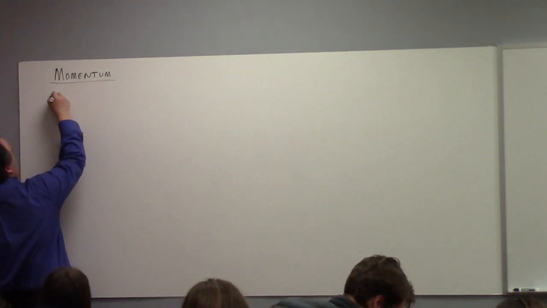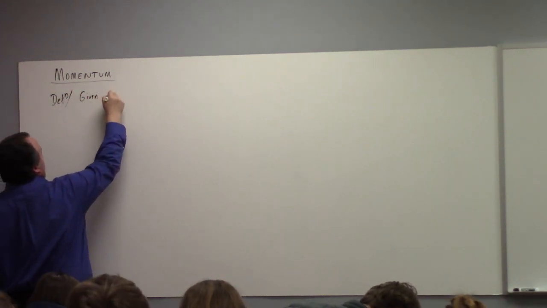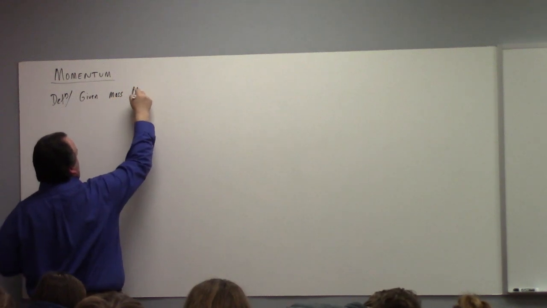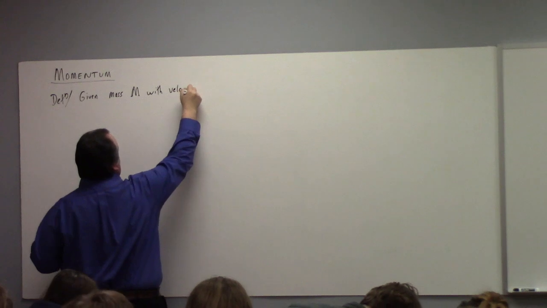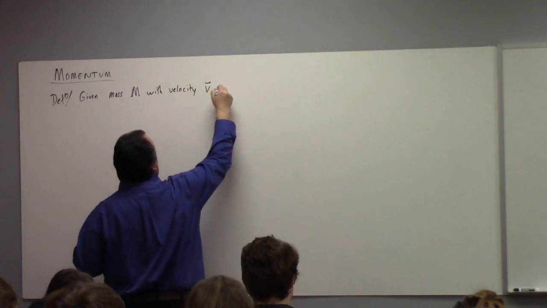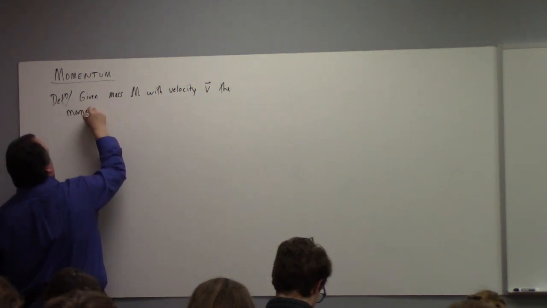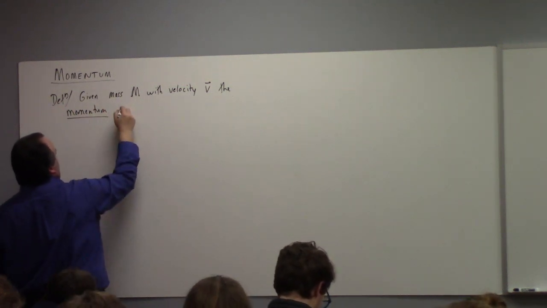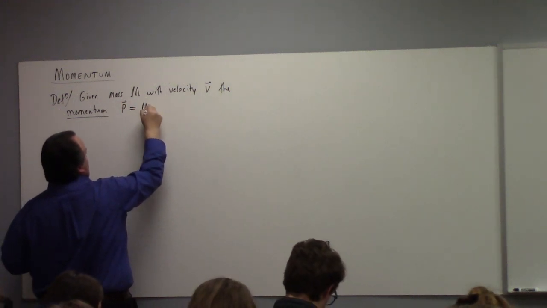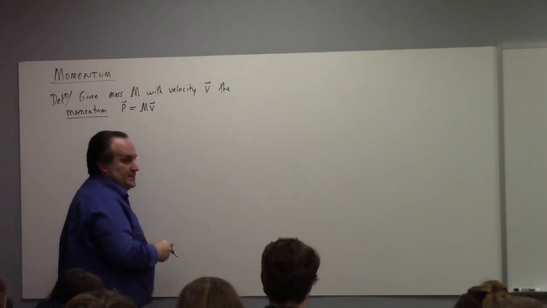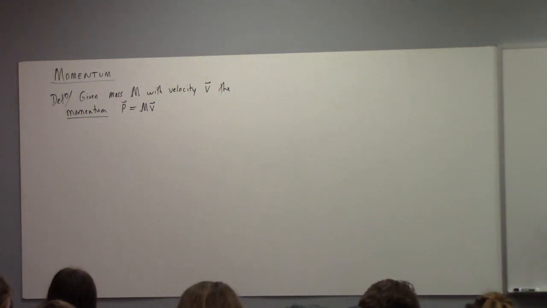So momentum. What's momentum? So here's the definition. Given mass m with velocity v, the momentum p is a vector, and it's simply defined to be mass times velocity. So the momentum is a vector. It's the mass times the velocity.